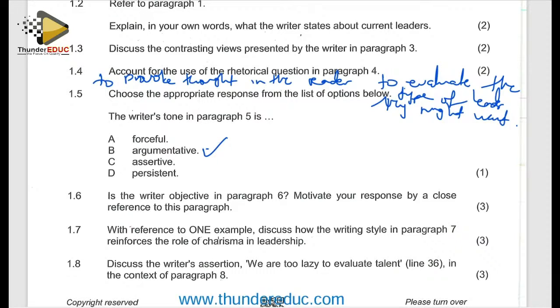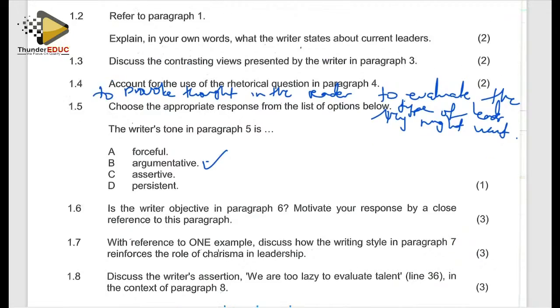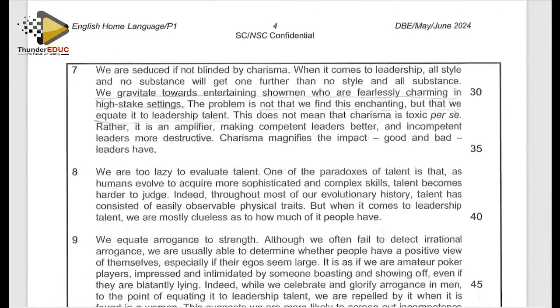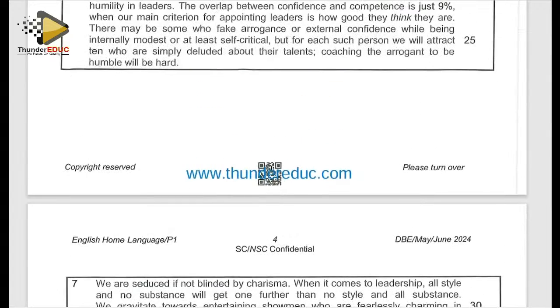And then it says, is the writer objective in paragraph 6? Motivate your response by close reference to this paragraph. Remember, objectivity, facts must be given. All right. Let's see in paragraph 6 what he said.